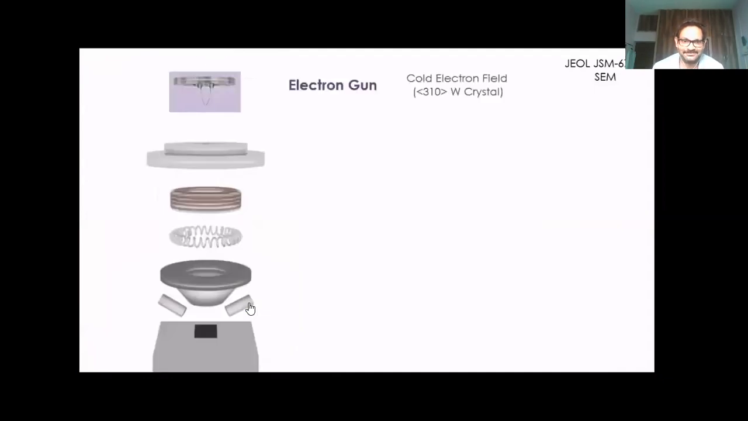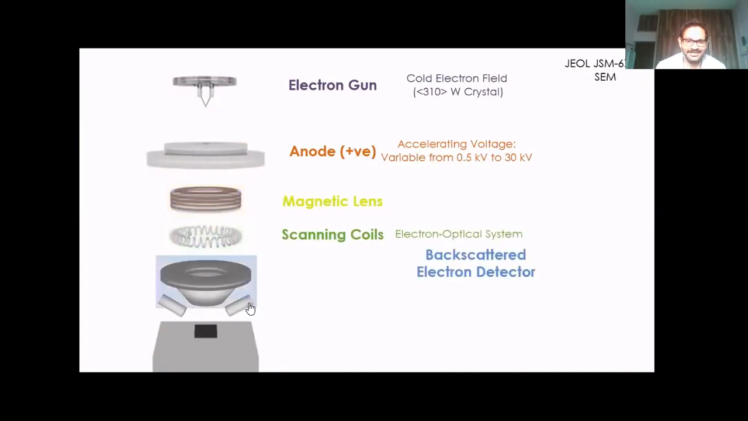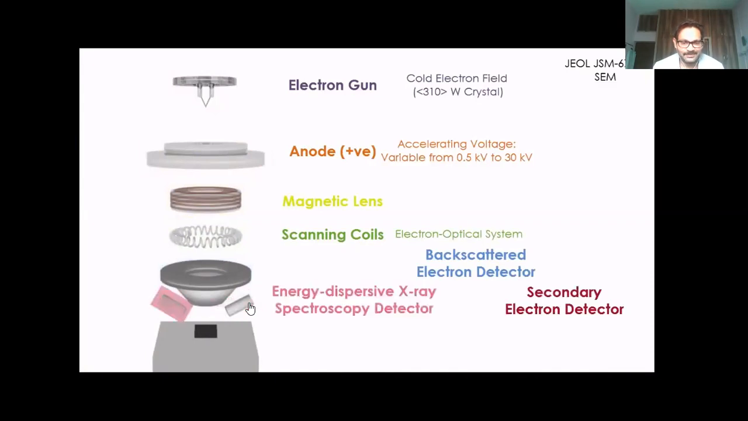This is an electron gun. This is the anode, which applies the accelerating voltage and accelerates the electrons. The magnetic lenses will direct the beam. And the scanning coils, these coils are helpful in impinging the electrons in a raster pattern. Then the backscatter electron detector, secondary electron detector, and energy dispersive X-ray spectroscopy detector, and the specimen. So this is the skeleton view of the SEM, with the stage of the specimen.